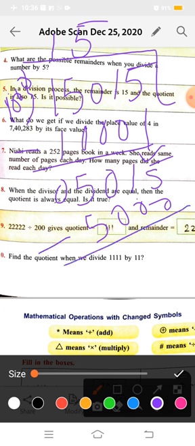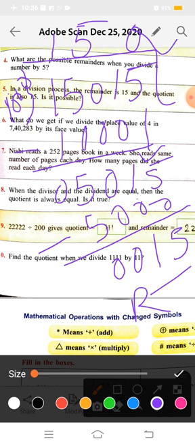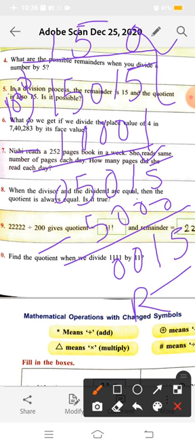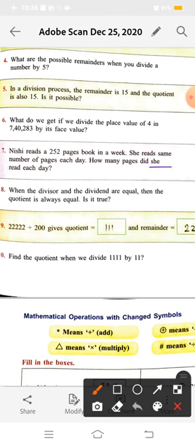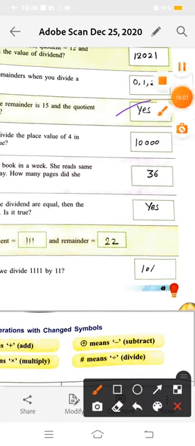Again subtract it. Then 5 minus 0 is equal to 5, 1 minus 0 is equal to 1, 0 minus 0 is equal to 0, 5 minus 5 is equal to 0. So our remainder is 15 and quotient is also 15. So it is possible. Okay, so write yes in question number 5. In the answer of question 5 write yes.